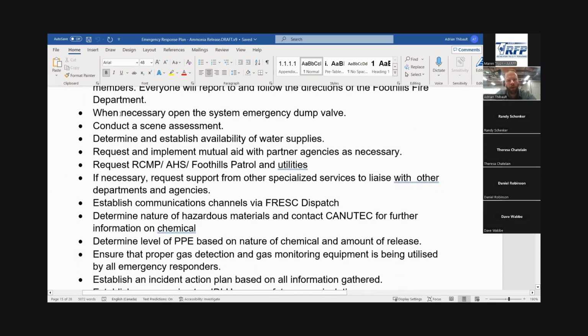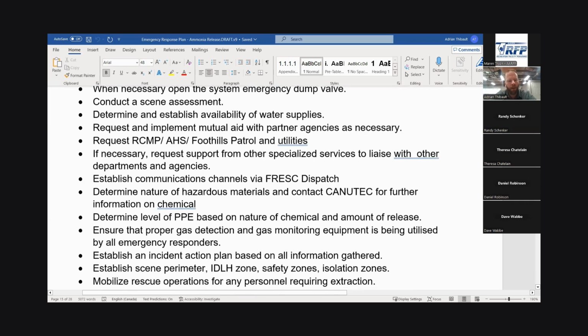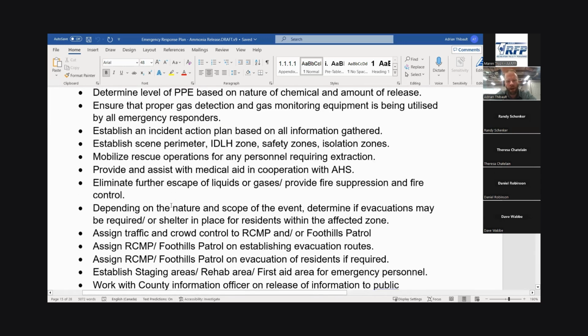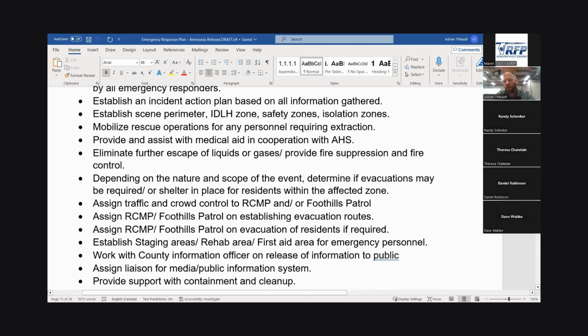They're going to decide whether the emergency dump valve is going to be opened. They're going to have everything documented with how it works. It's usually a pretty simple system as far as you smash a box, turn the valve. They're going to do scene assessment. I'm just not going through all of this stuff in the essence of time, but they're doing a lot of the coordination from there, the emergency services. They're going to assign the Foothills Patrol. They're going to set up the site as far as where people are allowed to come in, where you're stopping, traffic control, that information.